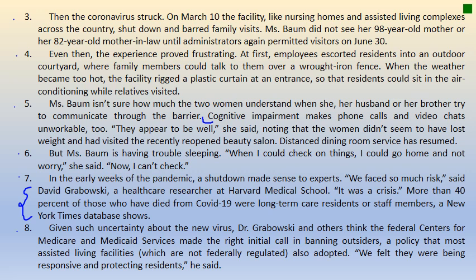Given such uncertainty about the new virus, Dr. Grabowski and others think the Federal Centers for Medicare and Medicaid Services made the right initial call in banning outsiders. Banning means disallowing, a policy that most assisted living facilities, which are not federally regulated, also adopted. We felt they were being responsive and protecting residents, he said.